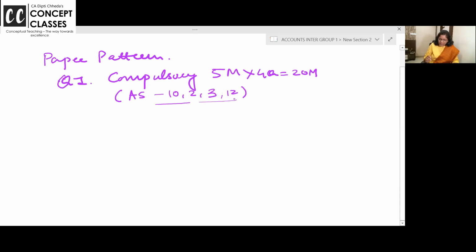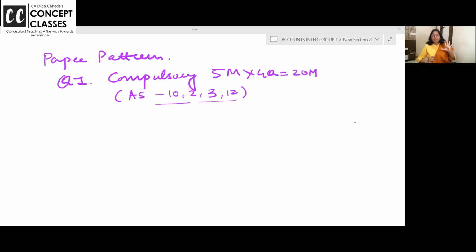Now next is, please message me if there's any disturbance. This is the first class, so I want you all to note down the paper pattern, the weightage also. Question number 1 is 5 marks, 4 questions. For those who have joined now, I am explaining.